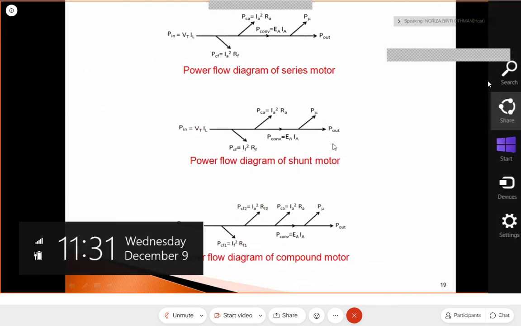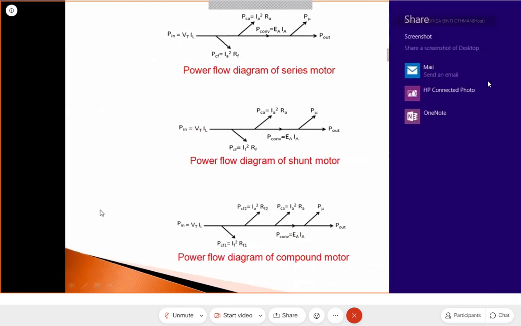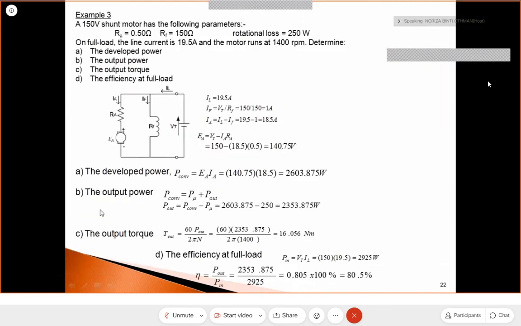So P out equal to P converted minus P mu. So you just masuk je value yang dapat tadi. So dapat P out and then torque out. Torque out equal to 60 P out over 2 pi N. So ganti dia formula. And then the efficiency, efficiency kena dapatkan P out over P in.